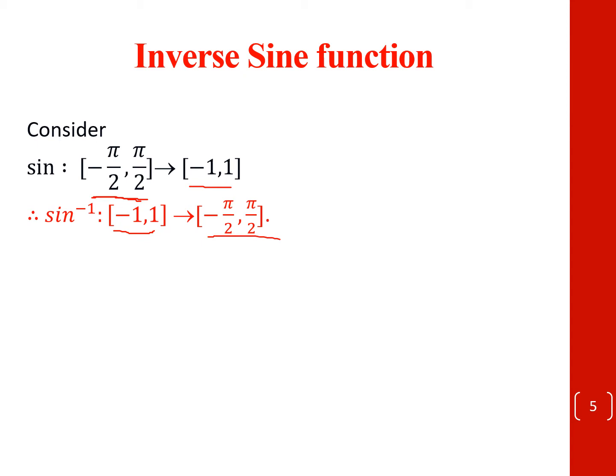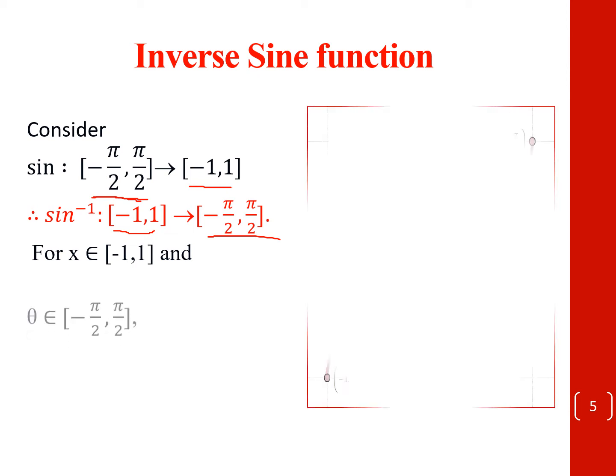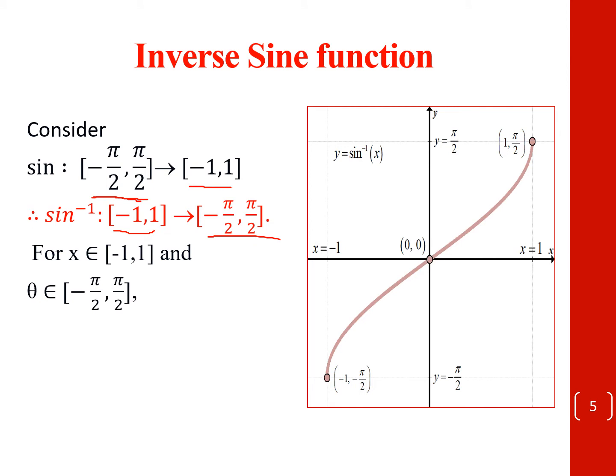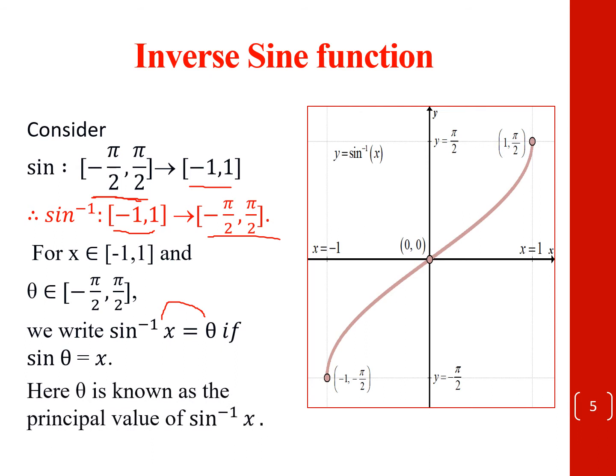For x belonging to the closed interval minus 1 to 1 and theta belonging to the closed interval minus pi by 2 to pi by 2, we write sine inverse x equals theta if sine theta equals x. See the graph of the inverse sine function, student. Here theta is known as the principal value branch of sine inverse x.